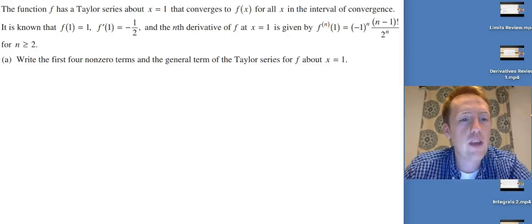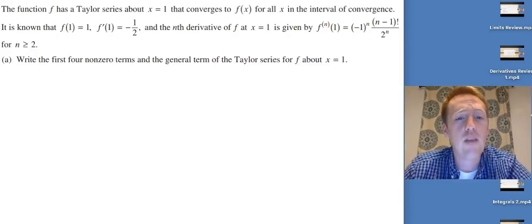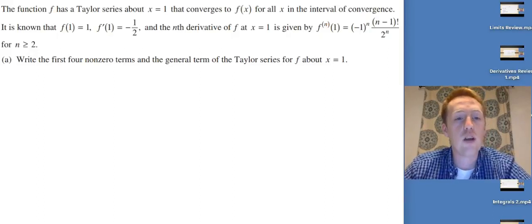It is known that f of 1 equals 1, f prime of 1 equals negative 1/2, and the nth derivative of f at x equals 1 is given by negative 1 to the n minus 1 factorial over 2 to the n. Write the first 4 non-zero terms and the general term of the Taylor series for f about x equals 1.